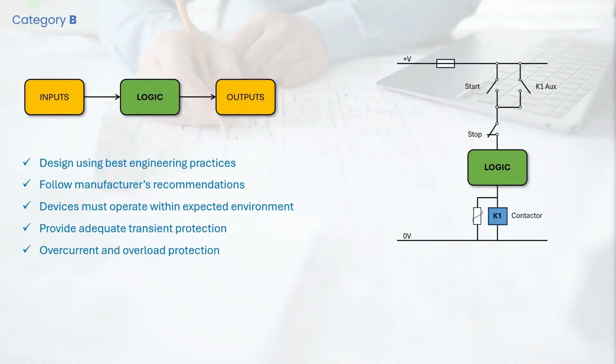So you may ask, when is category B acceptable? Only when the risk assessment per the ISO 13849 determines that the required performance level is PLA. This applies to machinery with very low severity consequences and infrequent exposure to a hazard.